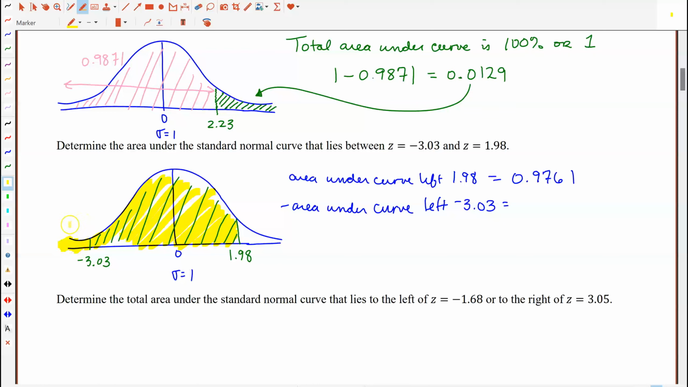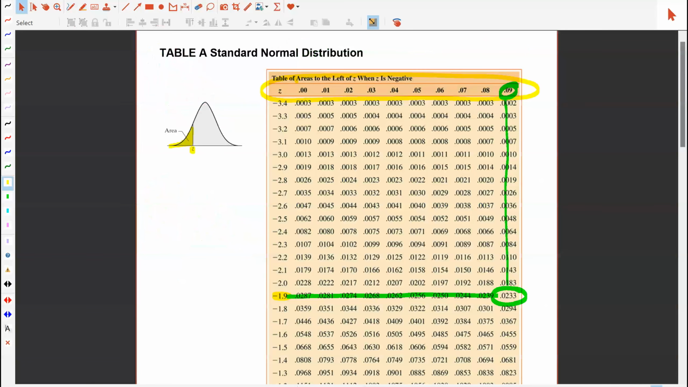So the game plan now is we're going to find out how big this area is out there in that left tail, in the region that I don't want, and we are going to subtract that area out. All right, so let's go figure out how much area there is over there. Using our table, our value is negative 3.03, so let's go back to our table.